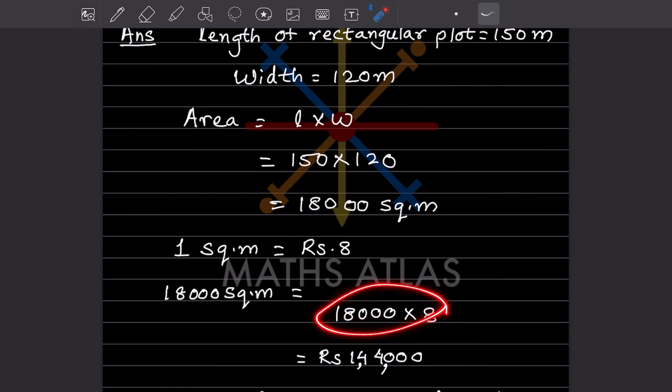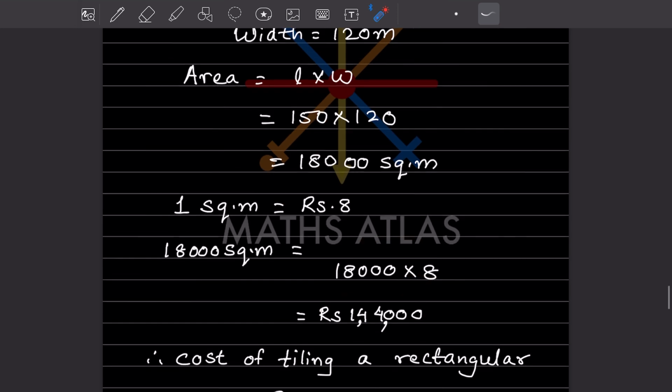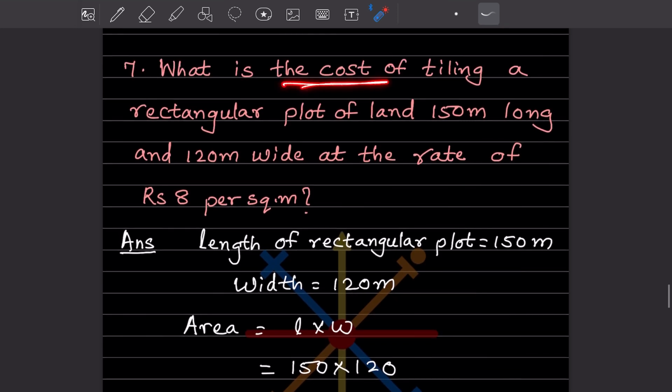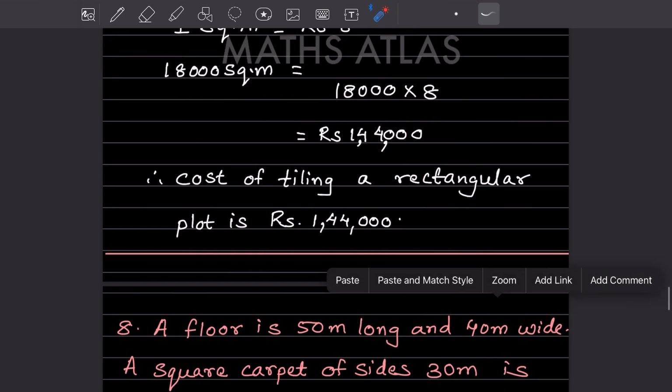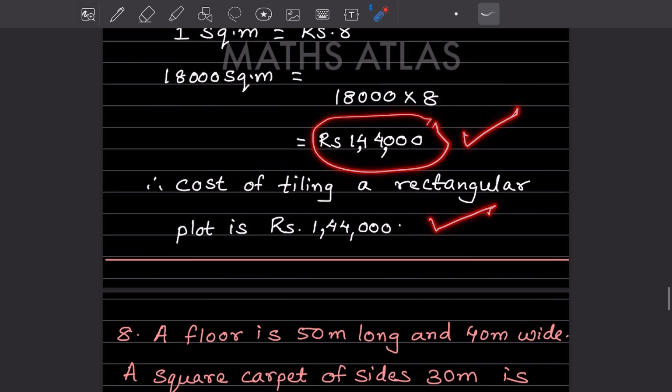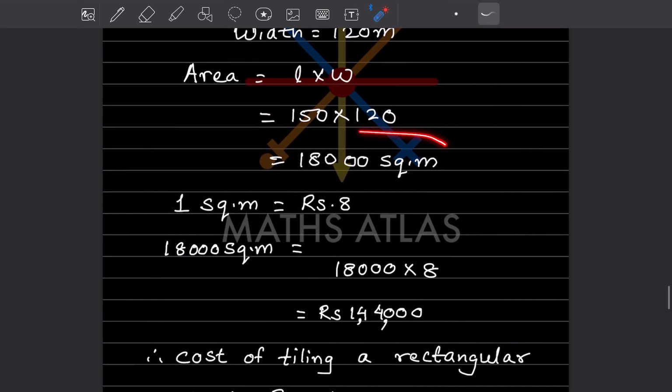So now you have to just multiply. So what do you get here? 1,44,000, that is rupees. You got this for 18,000 square meter. But then we want the cost. What did they ask? The cost of tiling. So whatever answer we got is the cost of tiling a rectangular plot, that is 1,44,000. Whatever we got before was the area.